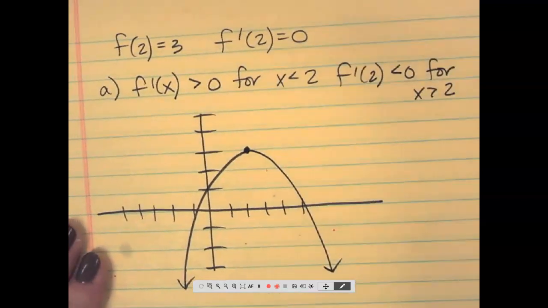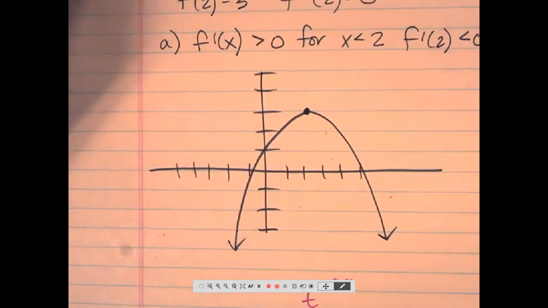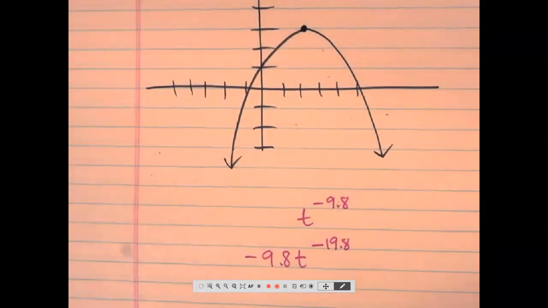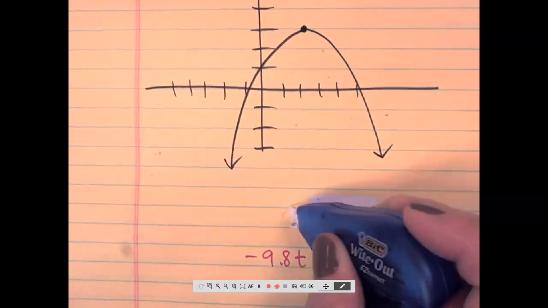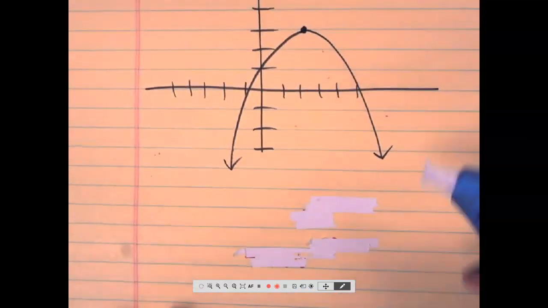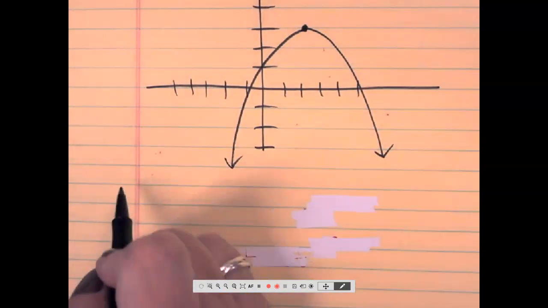Okay. All right, let's go back and look at that number 40 again now that we talked a little bit more about increase, decrease. Okay, so part B.